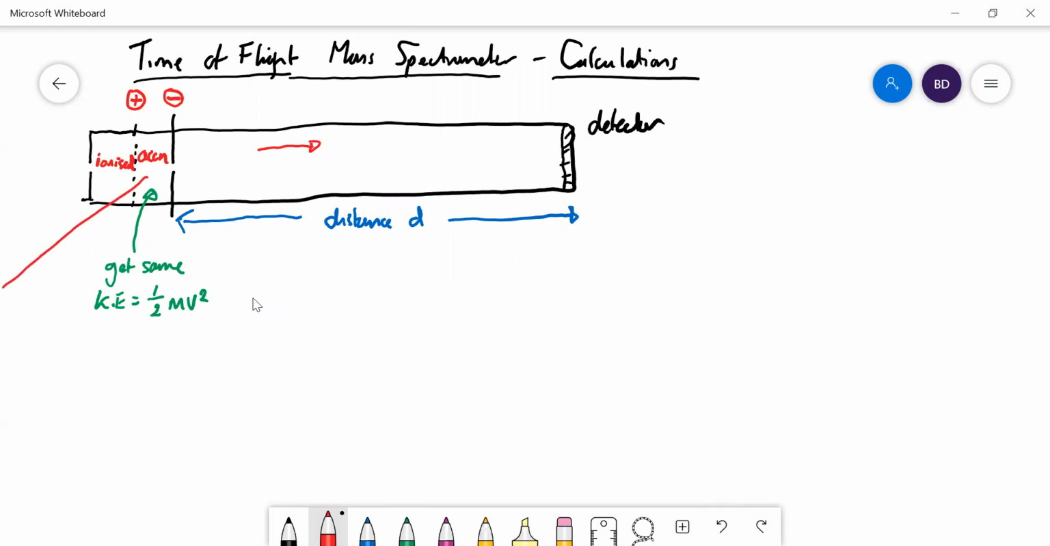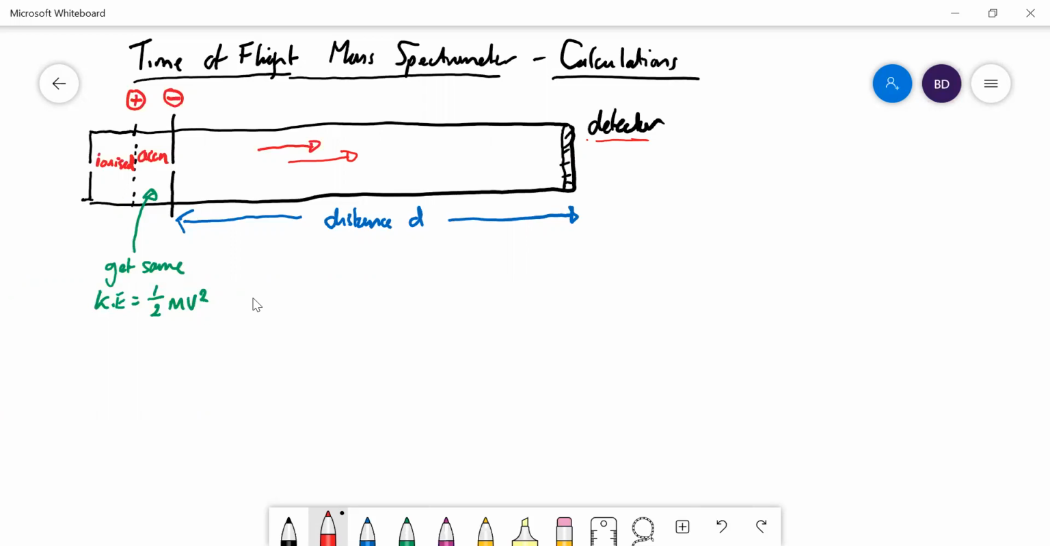They all get the same amount of kinetic energy, which is given by half mv squared. Finally, they move down this tube at a constant speed. They're not being accelerated anymore, and they will be detected at the detector after a time lag. The faster ions will be detected first, and the heavier, slower ions will be detected later.